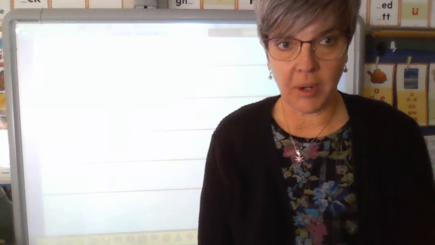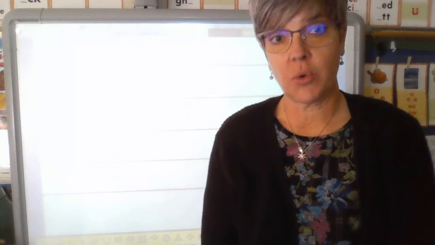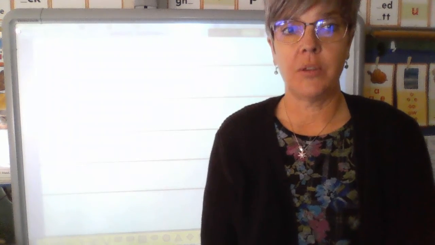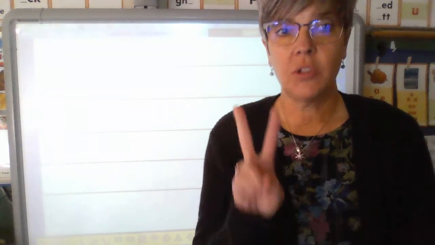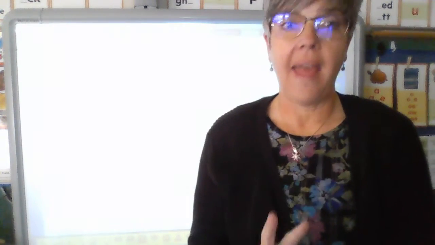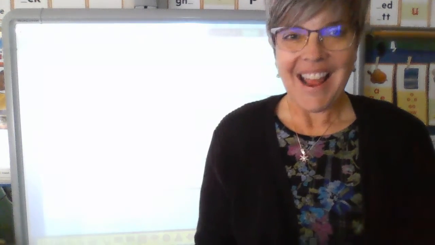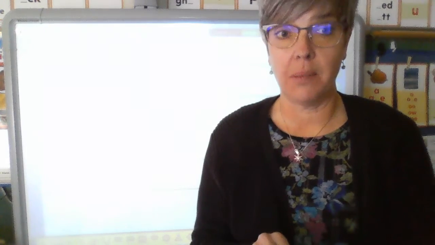So you know that we've been working on the sounds for short A and short I, correct? So we know that short A says ah, and we know that short I says ih. So this morning we're going to be talking about two-syllable words with the short sounds for A and I. And today we're going to be talking about something that's called the consonant vowel consonant pattern.